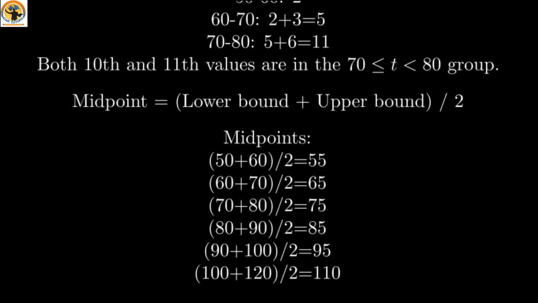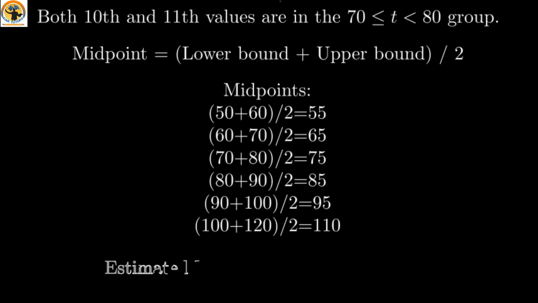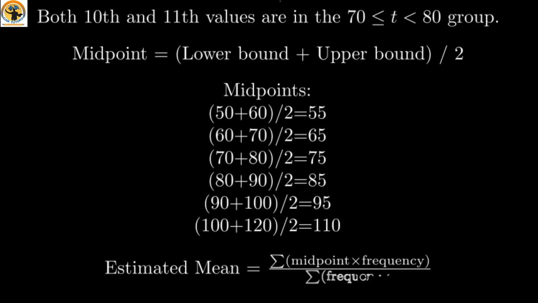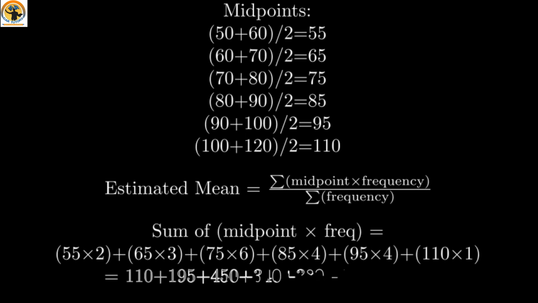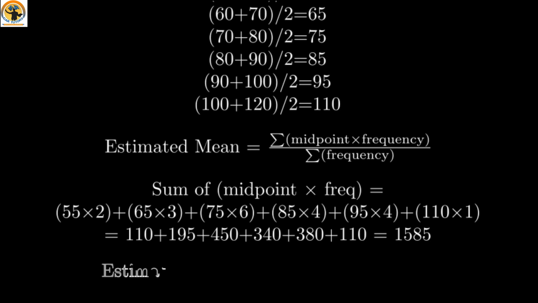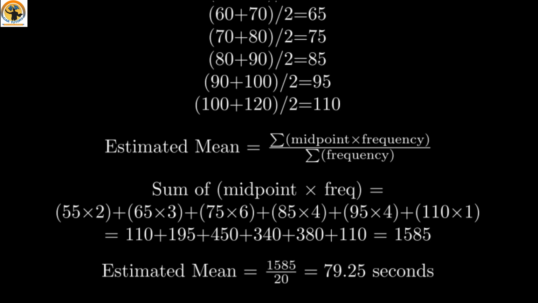Using the midpoints as our values, we'll multiply each midpoint by its frequency, sum those products, and then divide by the total frequency, which is 20. Calculating the sum of the products gives us 1585. Finally, we divide 1585 by 20, which gives us an estimated mean time of 79.25 seconds. And that's how you handle grouped data. You can't get exact answers, but you can find the modal group, the median group, and a very good estimate for the mean.